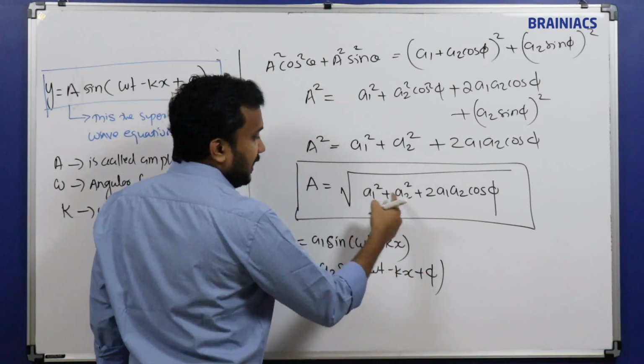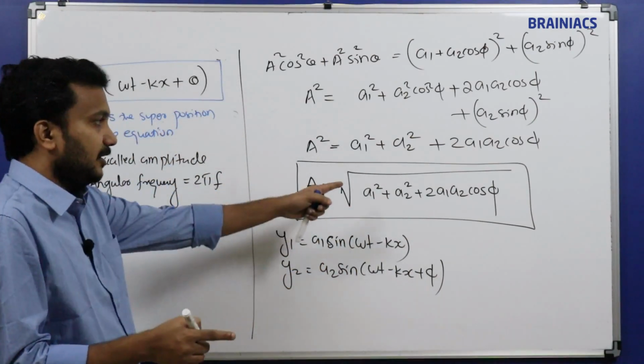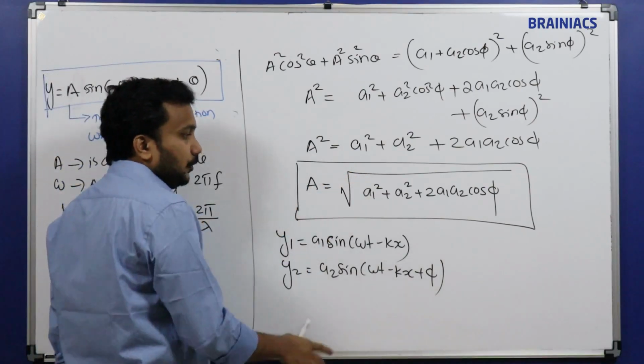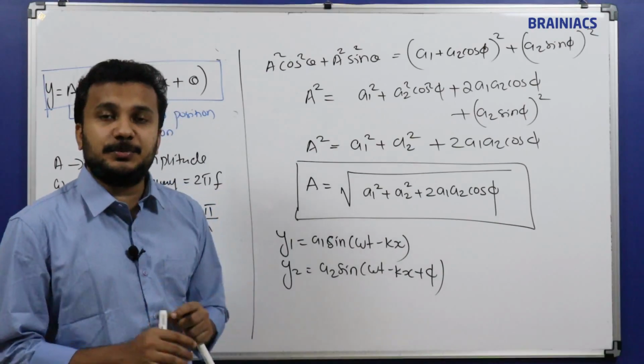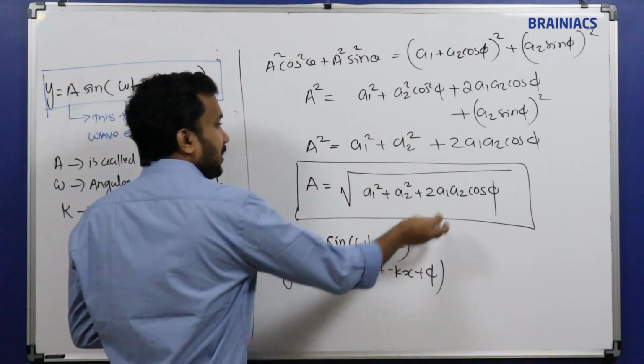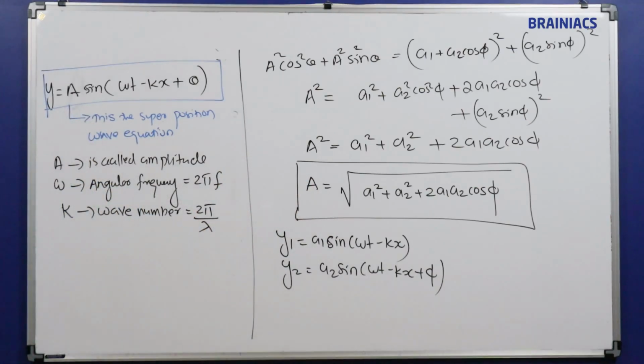So what are a1 and a2? a1 and a2 are the amplitudes of your individual waves. A squared equals a1 squared plus a2 squared plus 2 a1 a2 cos phi. Phi means the phase difference between these two waves. So this equation is important, and this equation is also important.